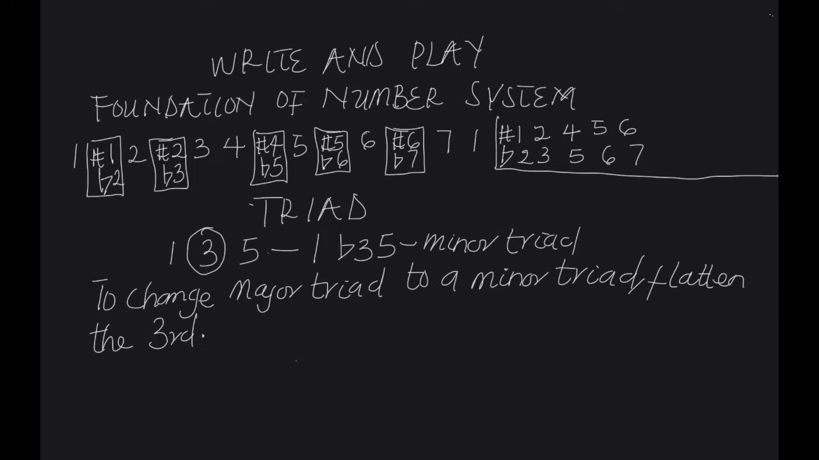A minor triad. So a minor triad is simply 1, flat 3, and a 5. If you remember this, 3 is not in the sharp, but 3 is in the flat. So we have flat 2, 3, 5, 6, and 7. So to change a major triad to a minor, simply flatten the 3rd. It's as simple as that.